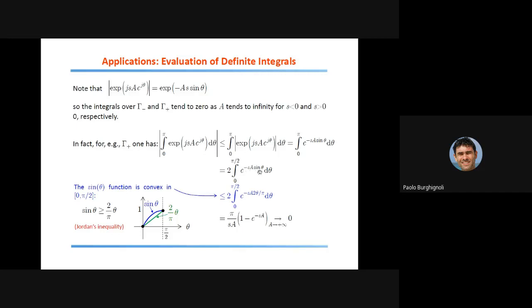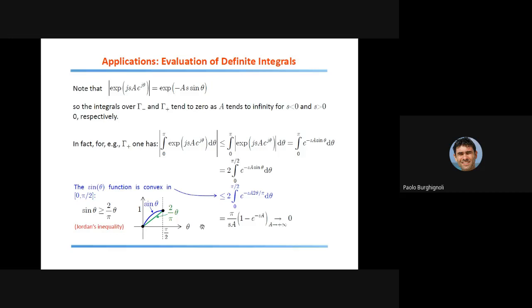So if we replace the sign with something that is smaller, then the value of the exponential will be larger. And now, what's the use of doing that? The use is that now we are able to calculate analytically the value of the exponential. So we are able to find the value of the blue integral, which is pi over sA times 1 minus the exponential of minus sA. And now it's easy to let a go to infinity and to discover that this goes to 0.